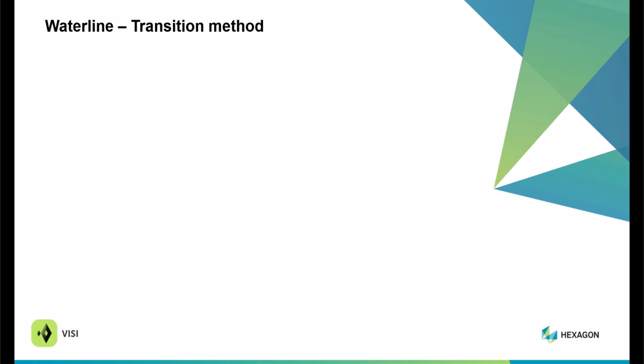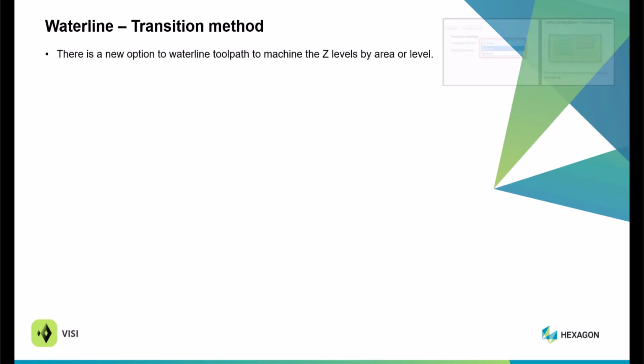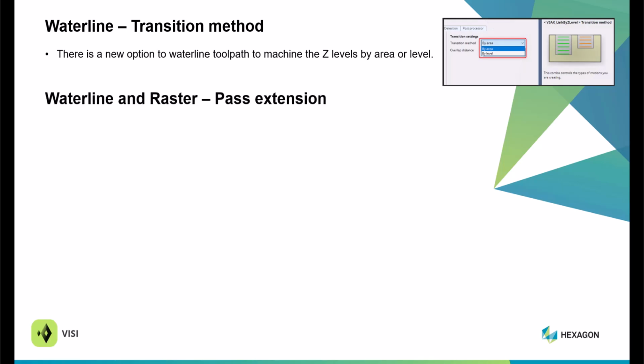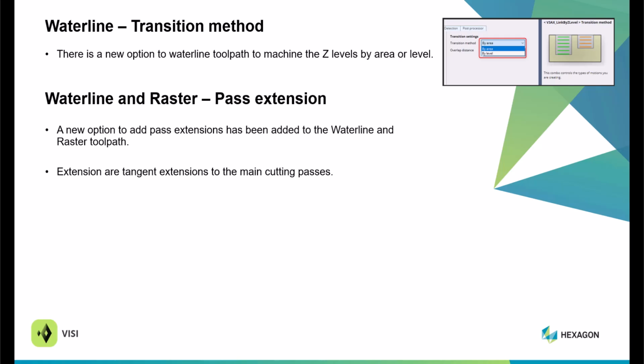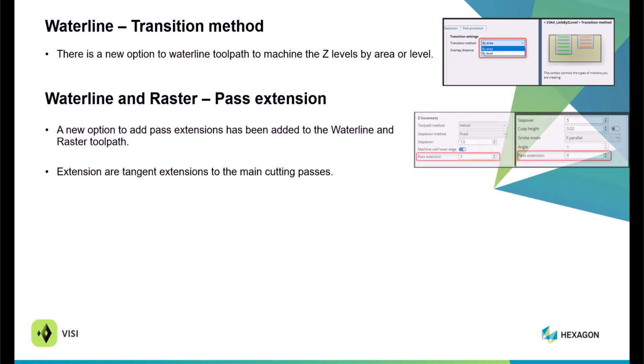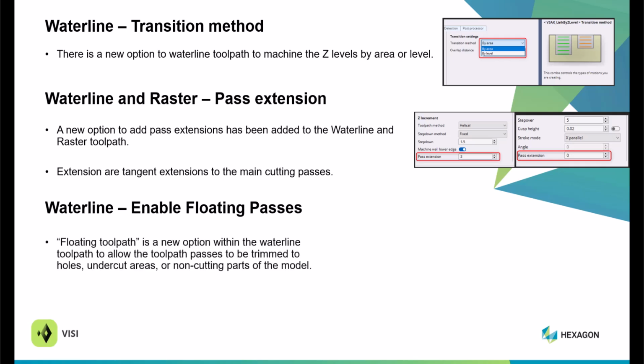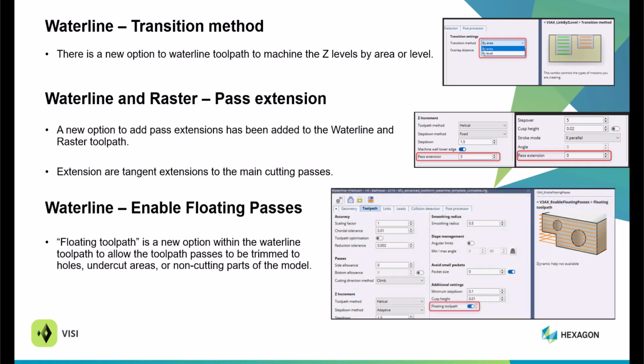Waterline transition method. There's a new option within the waterline toolpath to machine the Z levels by area or by level. Within waterline and raster pass extensions, a new option has been added for pass extensions that have been added to the waterline and raster toolpaths. Extensions are tangent extensions to the main cutting pass. Waterline enable floating passes. There's a new option called Floating Toolpath within the Waterline Toolpath area to allow the toolpath passes to be trimmed under undercut areas or non-cutting parts of the model.